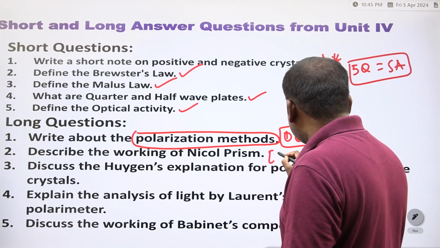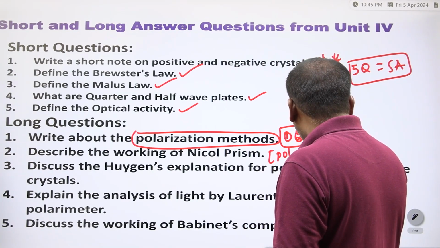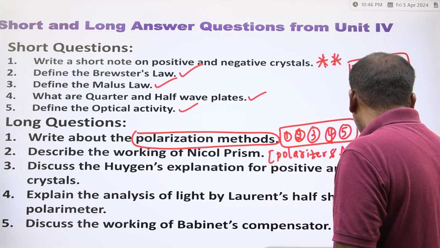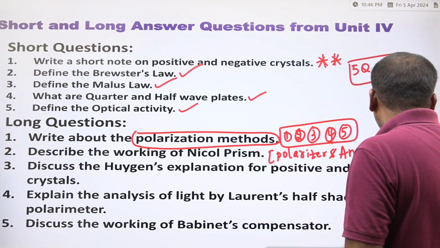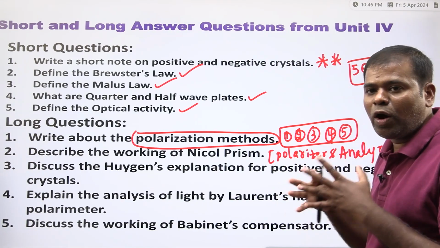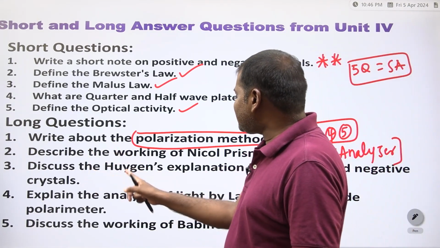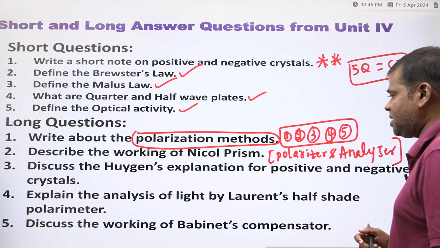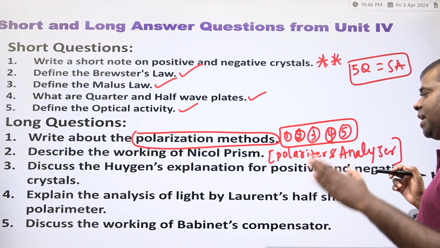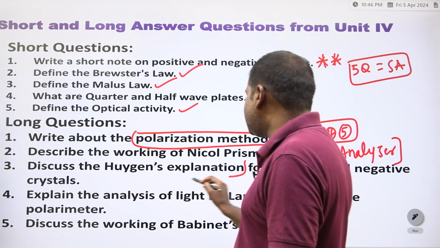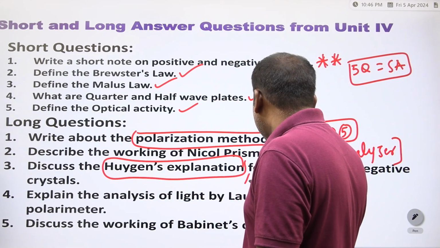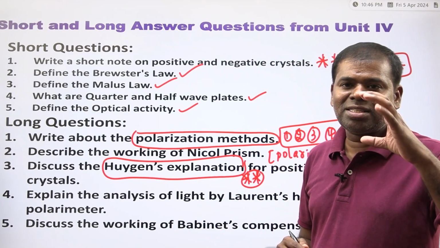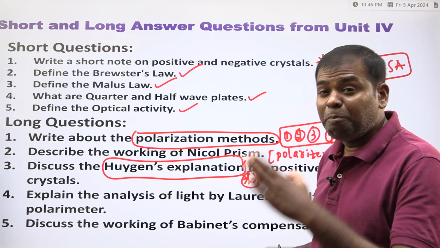Nicol prism can act as a polarizer, and as a polarizer and analyzer. You have to explain how we use a polarizer and analyzer. Discuss the Huygens theory explanation for positive and negative crystals. For positive crystal and negative crystal, you have to write the Huygens theory explanation. This is a very, very important question to analyze the polarized beam.